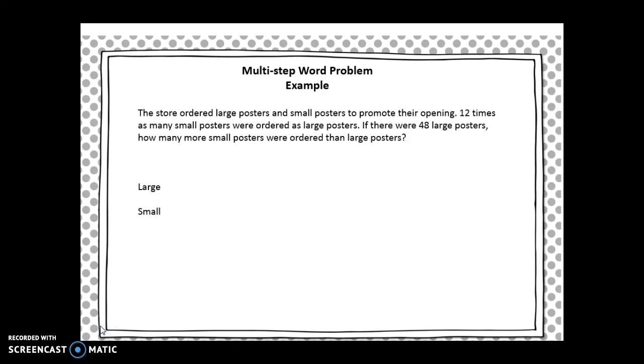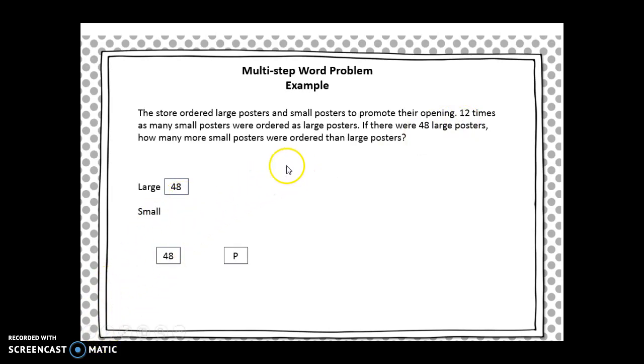So my first step is to determine which two things are being compared. We have large posters and we have small posters. Pause the video as you write down large and small. You will see that I have labeled that I have 48 large posters. That came right from the word problem. So I have 48 large posters.